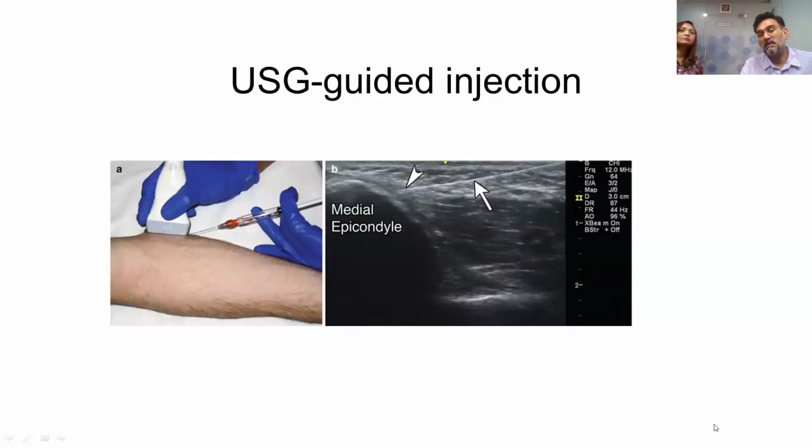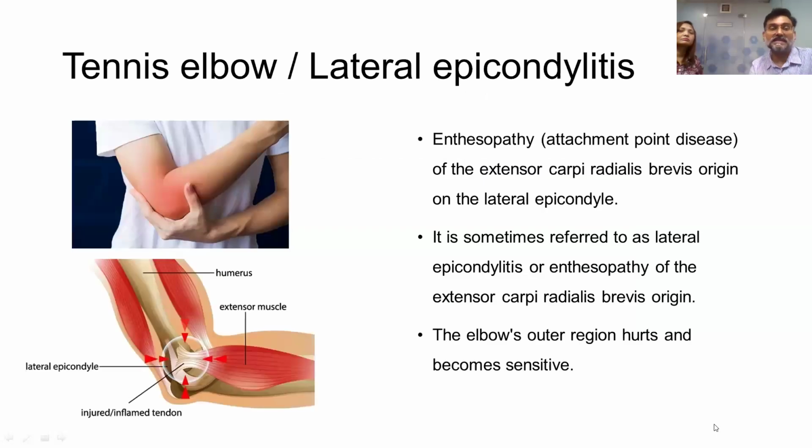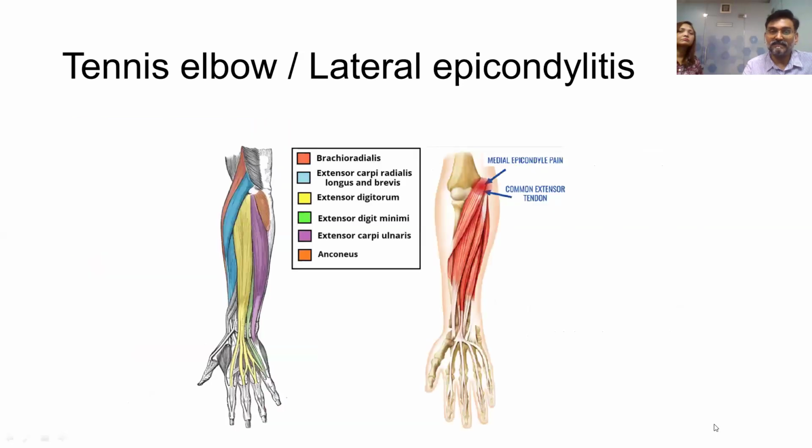This is how ultrasound-guided injection of PRP or steroid can be carried out at the medial epicondyle origin of the flexors. Let's take a look at what is tennis elbow. Tennis elbow is lateral epicondylitis. It is basically enthesopathy, that is attachment point disease of the extensor carpi radialis brevis origin on the lateral epicondyle. It is also referred to as lateral epicondylitis or enthesopathy of the ECRB origin. In this, the elbow's outer region hurts and becomes sensitive.